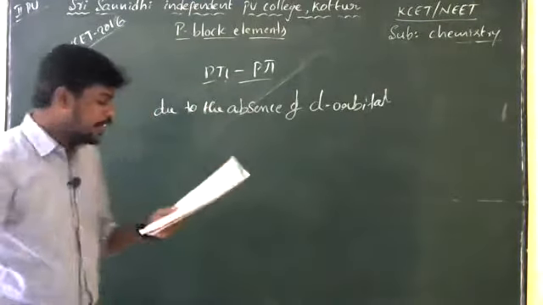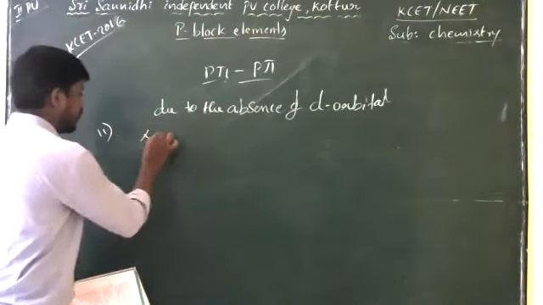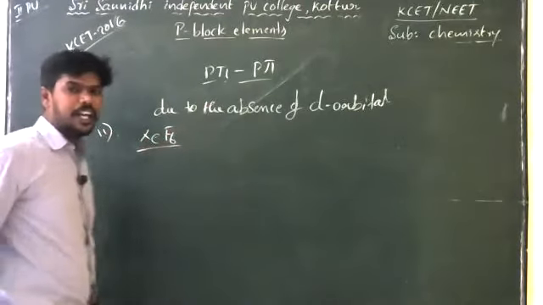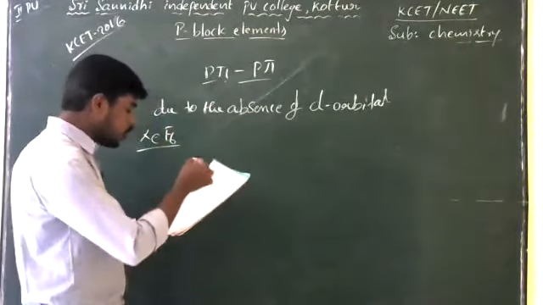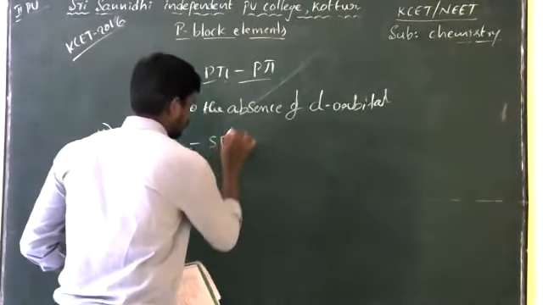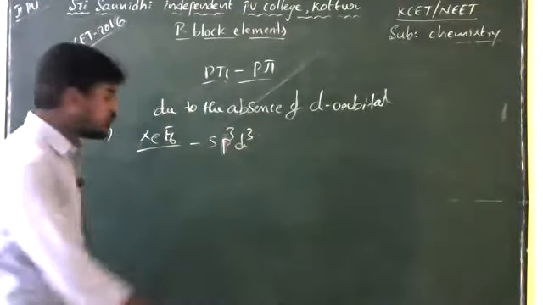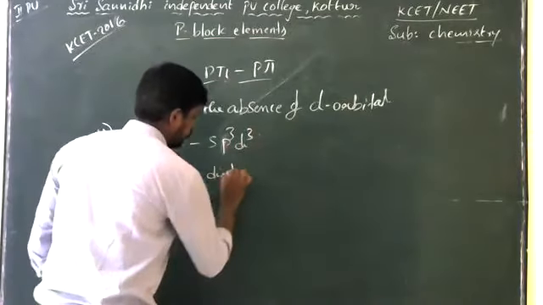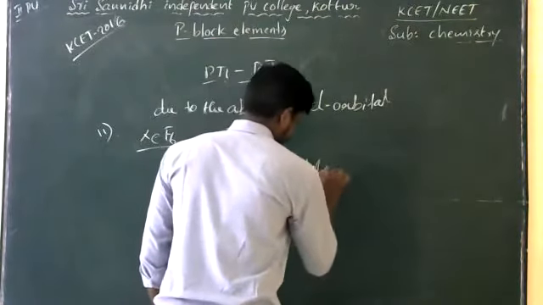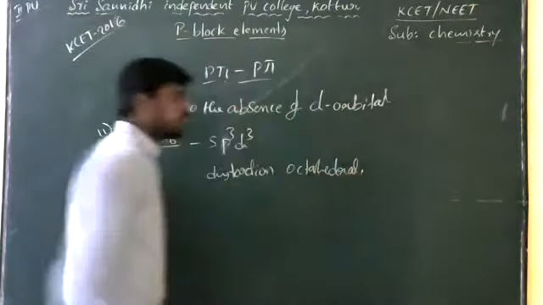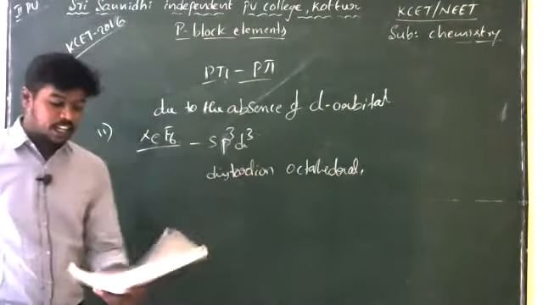The 11th question is about the shape of XeF6. It was asked in 2014 and again in 2015-16, the shape of XeF6. This shows sp3d3 hybridization. It is a distorted octahedral structure. The ground structure is a distorted octahedral structure.